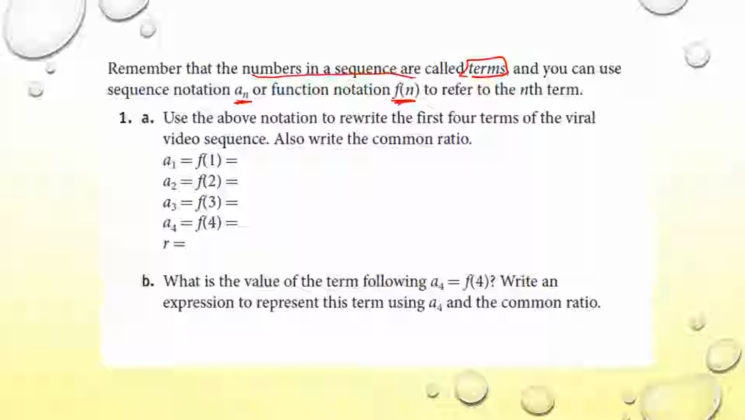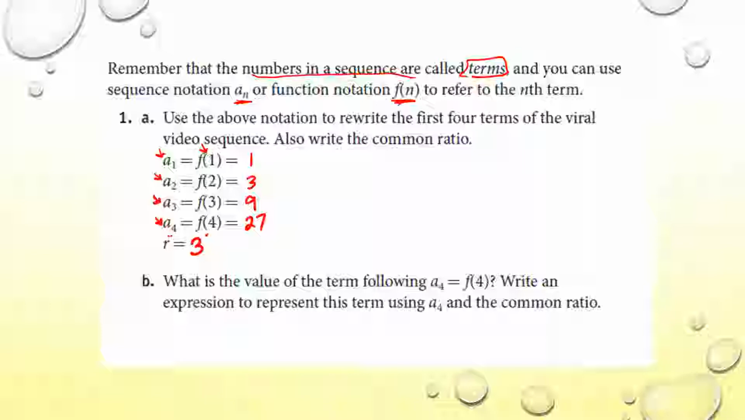So a sub 1, which is the same as f of 1. So this is sequence notation, this is function notation, and either one of those was 1. The first term in the sequence was 1. The second term, or a sub 2, f of 2, was 3, because she sent it to 3 people first, right off the bat. So that was stage 2. Stage 3, or the third term, or f of 3, was 9. And then the fourth term, a sub 4, or f of 4, two different ways of saying the same thing here, was 27. And the common ratio was 3.